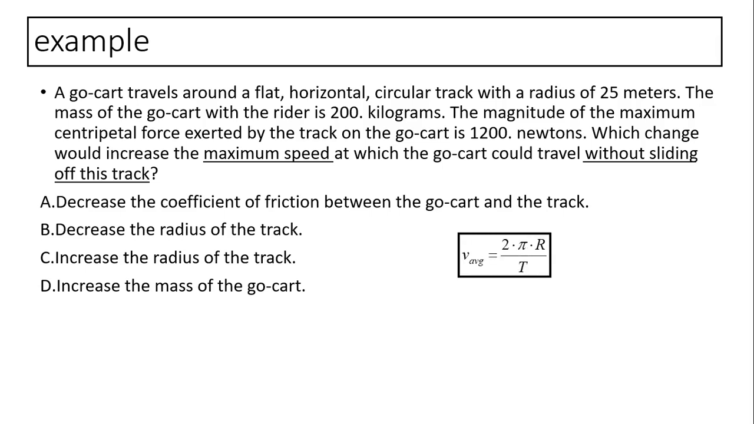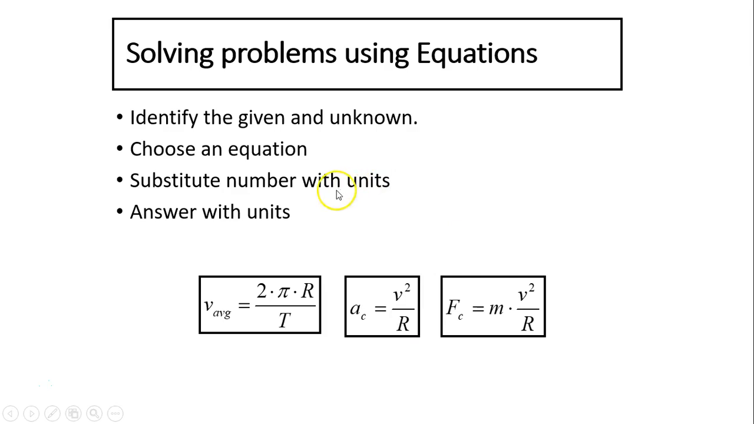Well, let's take a look at the speed equation. Speed equals 2 pi r over t. So in this equation, v and r are directly related. So when you increase the radius, v increases as well. The answer is C.